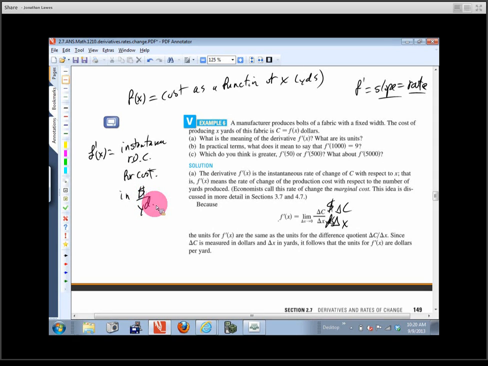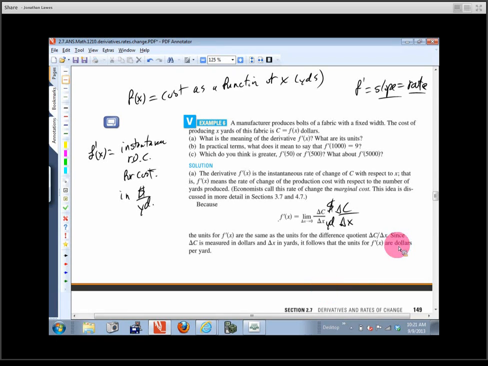So usually what would happen in a manufacturing process is that rate of change, how much the price is going up or down, the more you make, usually what happens to the cost per yard, per unit? What does this bottom say? This is dollars per yard. So dollars on the top, that would be the rate of change of cost, and on the bottom, it's a difference in the yards. So normally it gets cheaper per yard. The unit cost goes down.